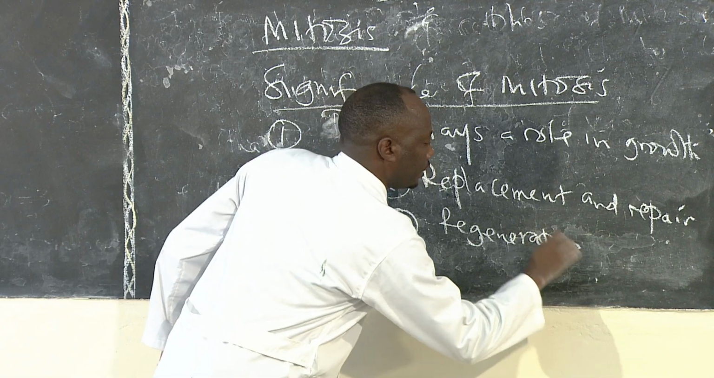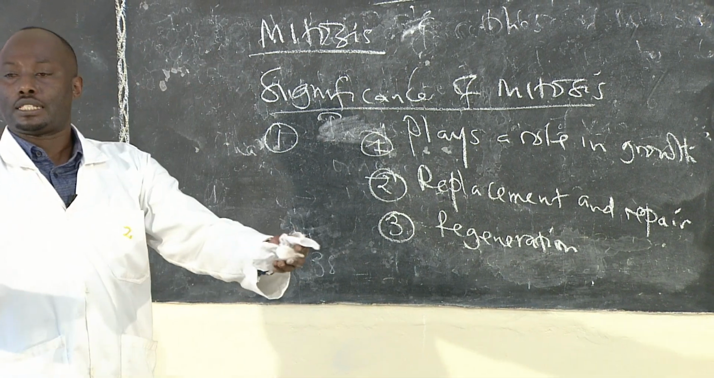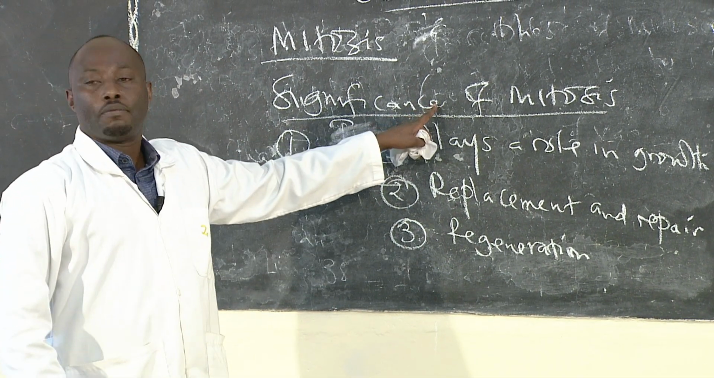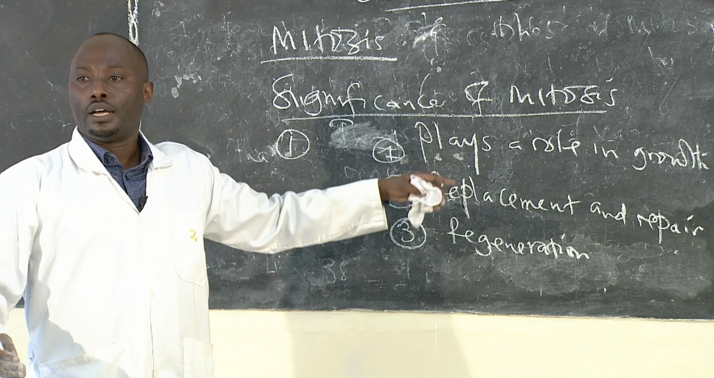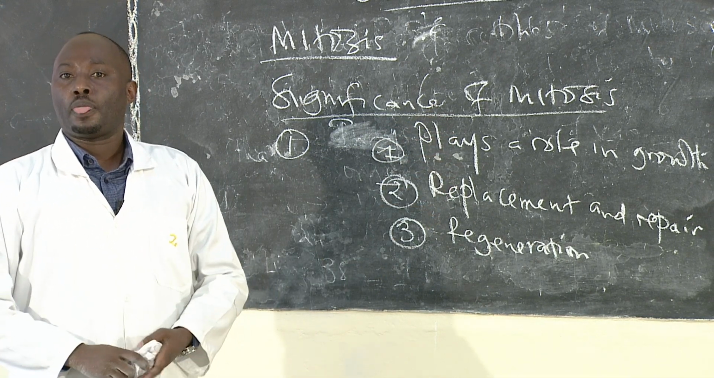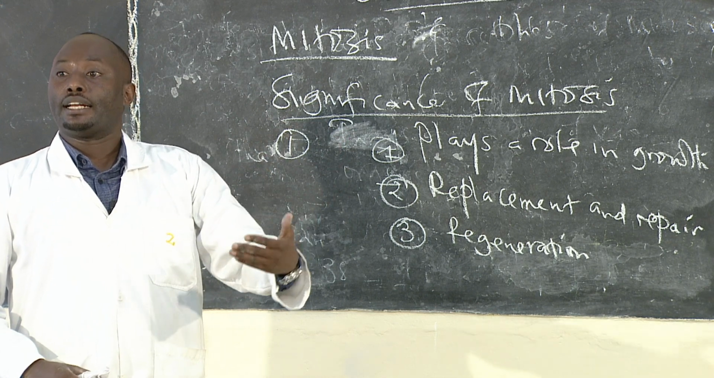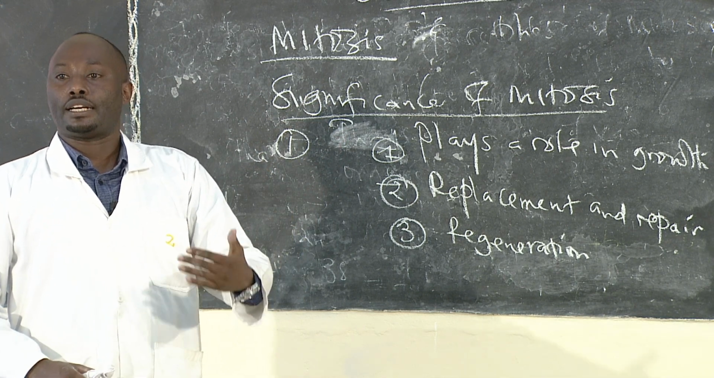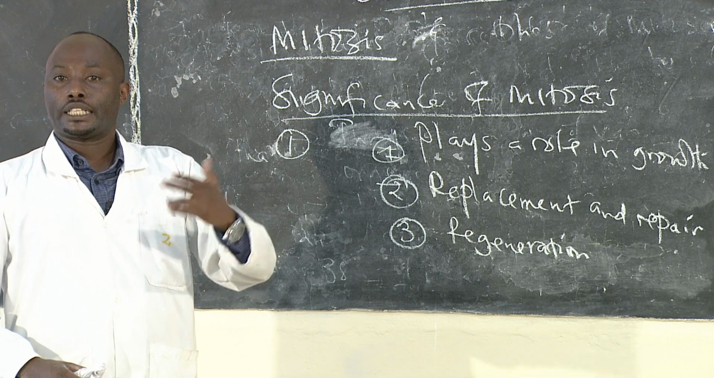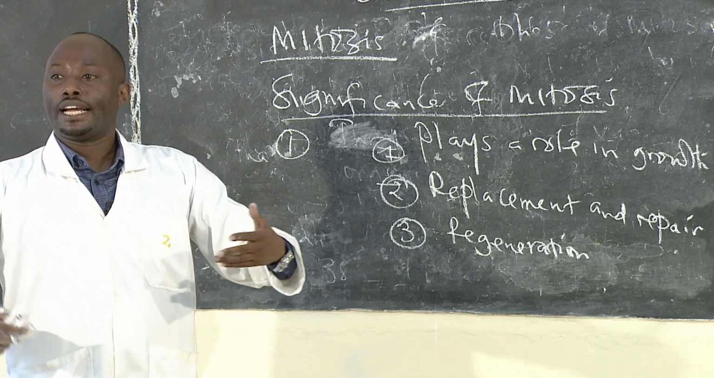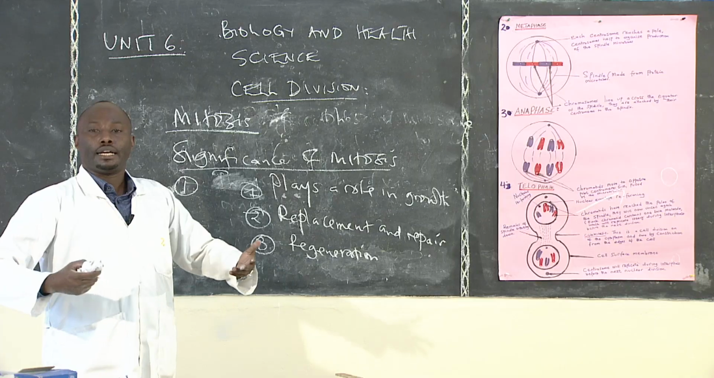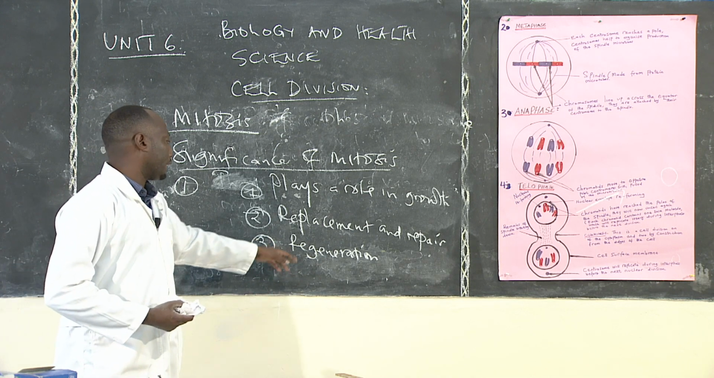Three, it is used in regeneration. Regeneration is regaining lost parts. In some animals, mitosis plays a very big role in regeneration. Take an example in crustaceans, and lizards, which can regain their lost body parts. Take an example like sharks. Sharks can normally regain their arms and even legs that have been lost by means of regeneration.